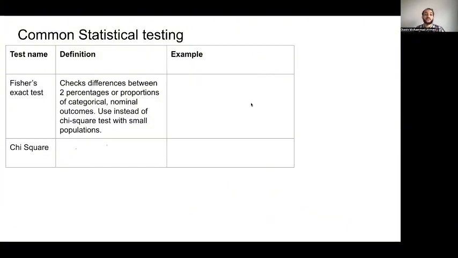The next thing is going to be the Fisher exact test. So we're looking at differences between two percentages or proportions. And these are more nominal. Nominal here kind of means like your name. So that's a keyword over here, and I'm going to highlight that. It's used instead of chi-square for small populations.